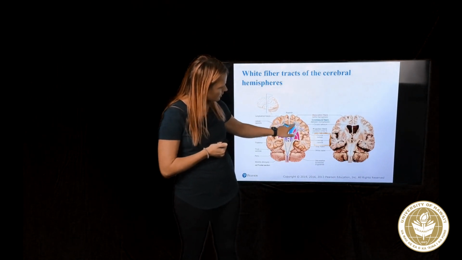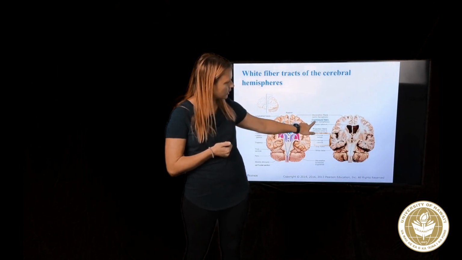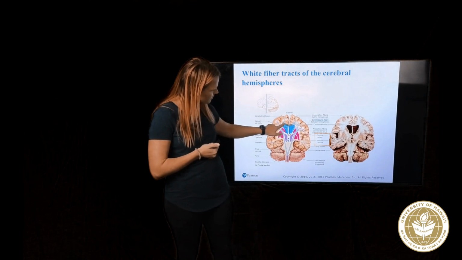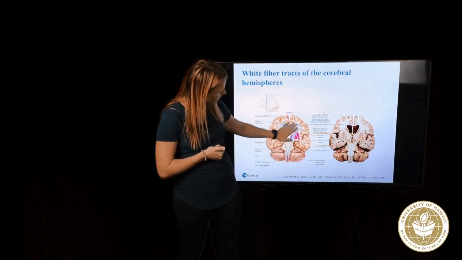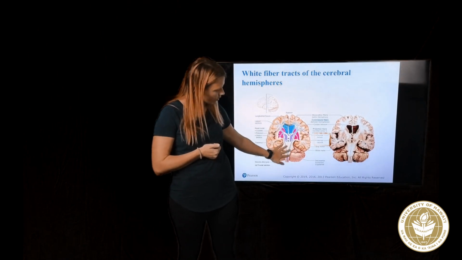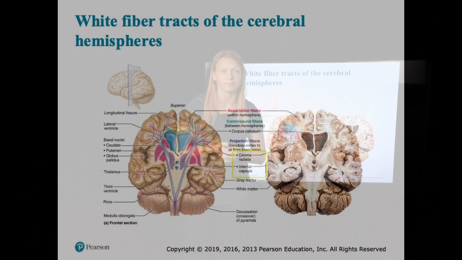Association fibers are going to be in the same hemisphere. Commissural fibers are spanning, connecting the two hemispheres. Then your projection fibers are going from your cerebral cortex down to this lower area near your spinal cord.